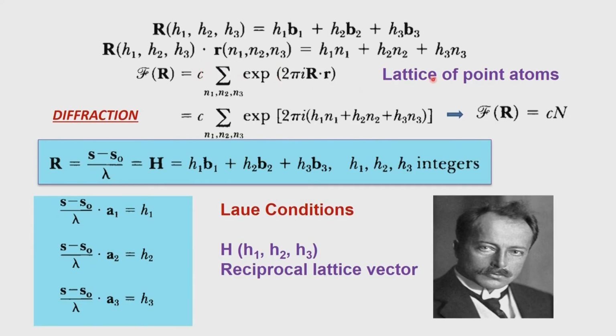So that way we are in a very comfortable position. So we now substitute r dot R in this expression. So when we do this r dot R substitution, we will get exponential 2 pi i h1 n1 plus h2 n2 plus h3 n3, and this now represents every time a point in 3-dimensional space, and that 3-dimensional space is the reciprocal space, and therefore we get C times n. C is the total number of electrons, n is the total number of reciprocal lattice points, and therefore we get F of R is equal to Cn. Now what is happening here?